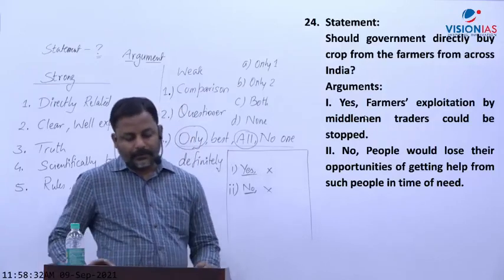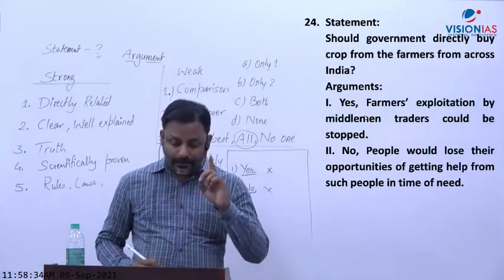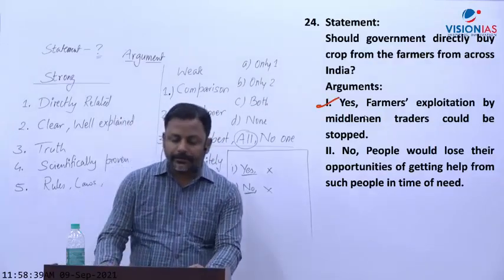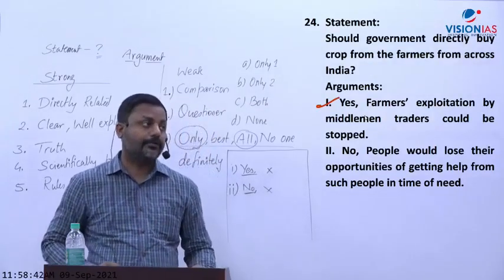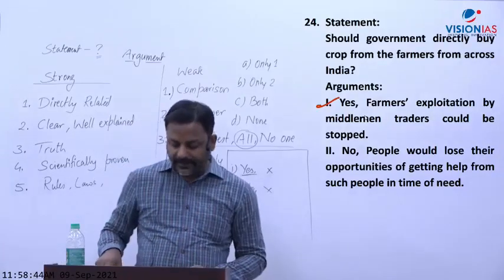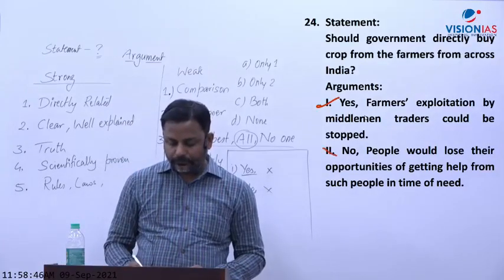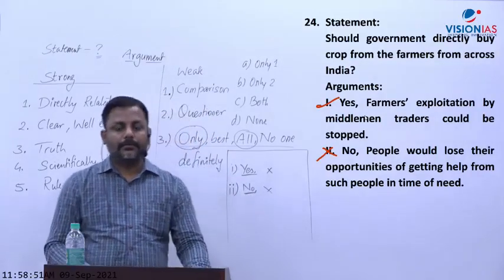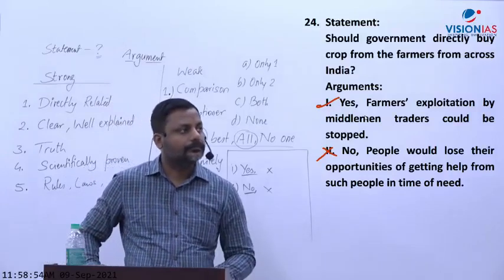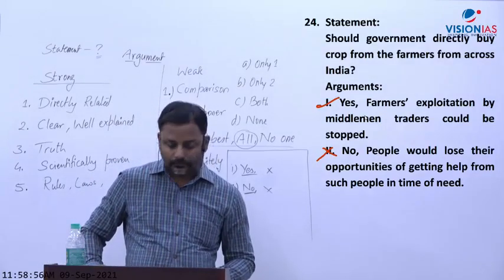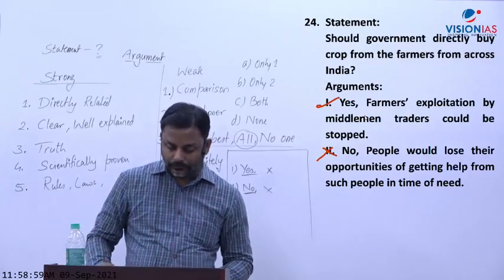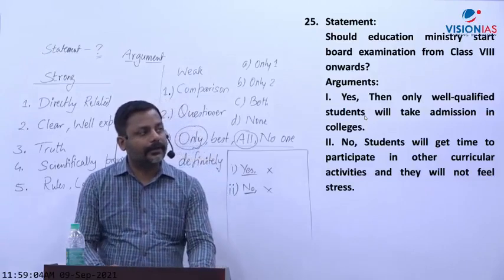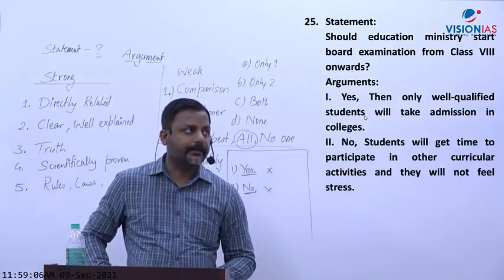Yes. Answer should be only one. Since farmers' exploitation by the middlemen traders could be stopped. But the second, getting help from these kind of people, is not a genuine reason. So that's why we cannot consider the second one.